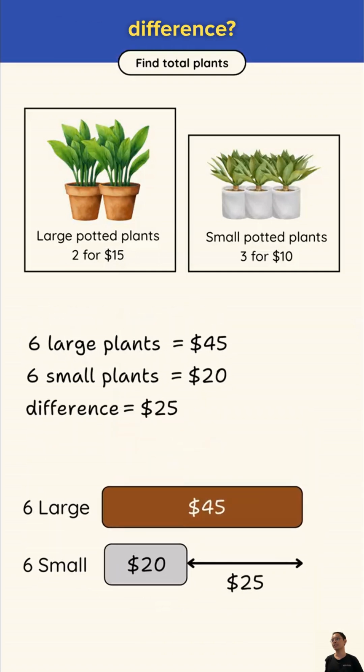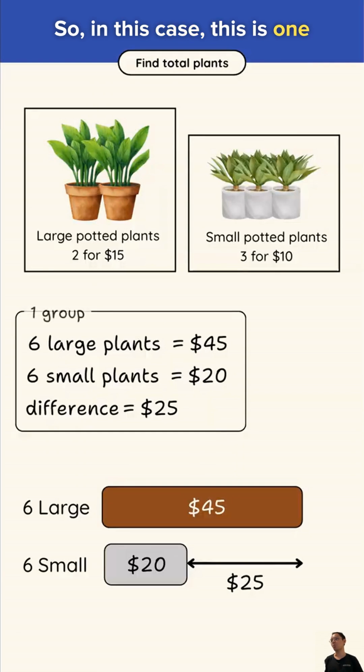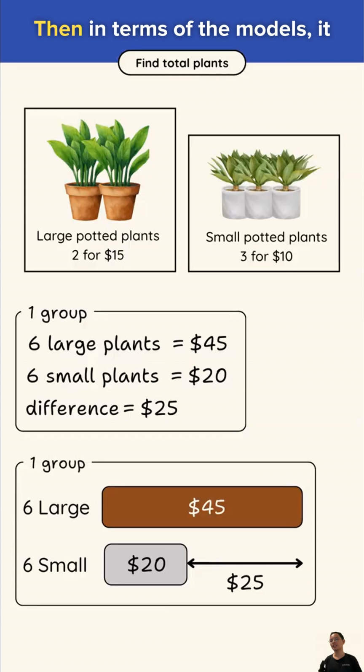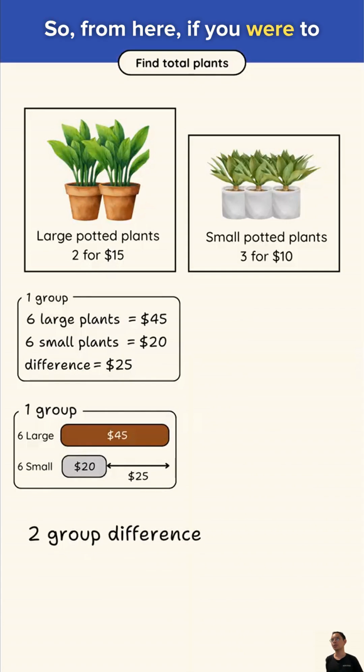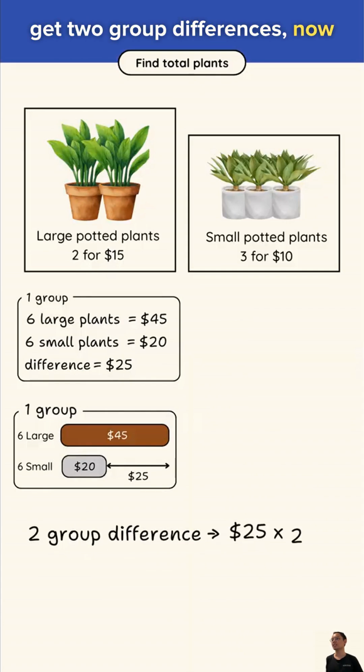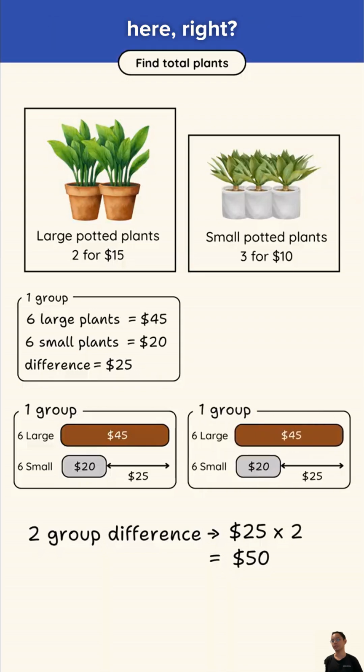So why are we getting the difference? Because in this case, we need to find the number of plants if there is a certain difference. So in this case, this is one group with one difference, which is $25. In terms of the model, it will look something like this. So from here, if you were to get two group differences, then it will just be 25 times 2, which will be $50 in this case, right?